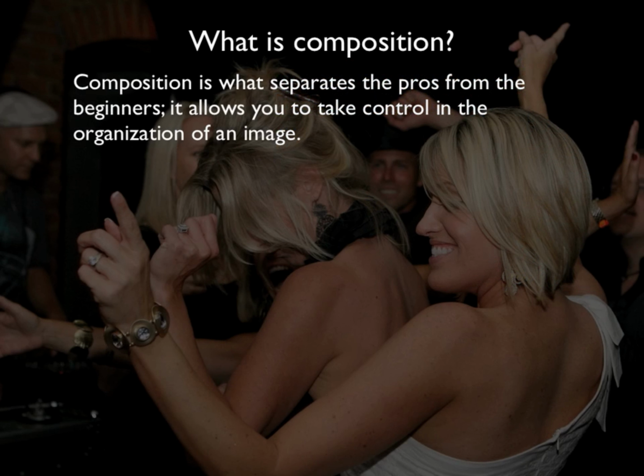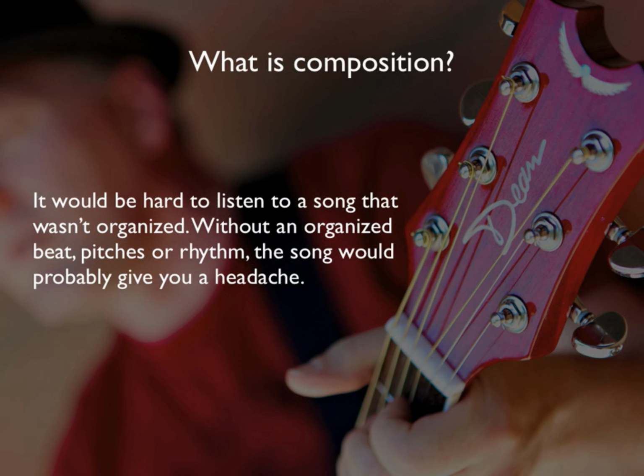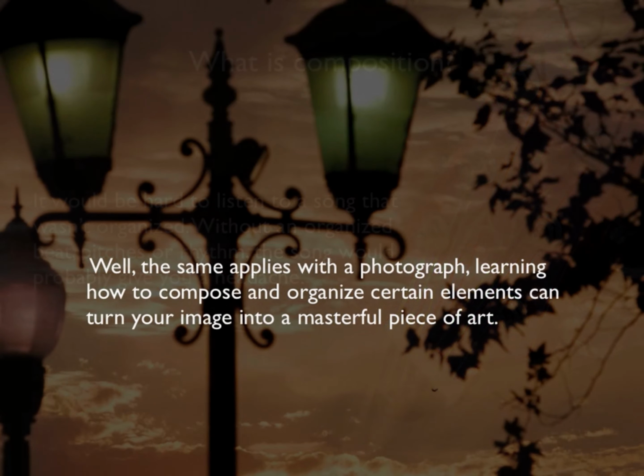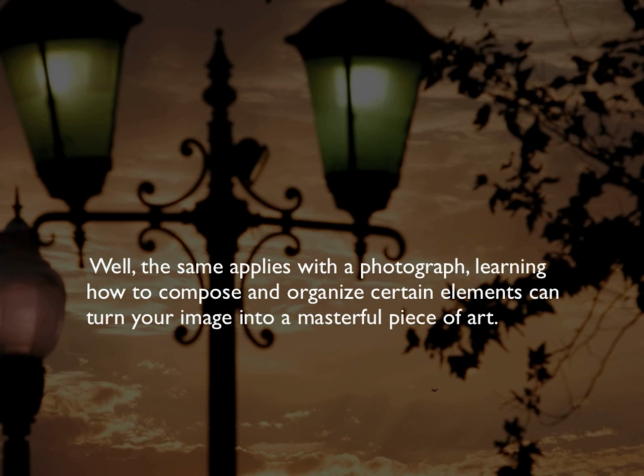What is composition? Composition is what separates the pros from the beginners. It allows you to take control in the organization of an image. It would be hard to listen to a song that wasn't organized. Without an organized beat, pitches, or rhythm, the song would probably give you a headache. Well, the same applies with a photograph. Learning how to compose and organize certain elements can turn your image into a masterful piece of art.